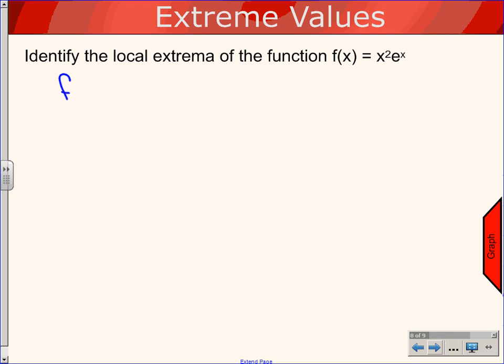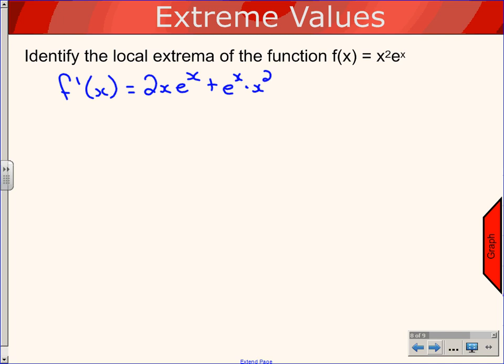So to find max and mins, what we do is we take our derivative, set it to 0, and solve. So the derivative of this, it's an exponential e to the x, but with a quadratic x squared. It's product rule, right? Something times something. Derivative of the first is 2x times the second function, which is e to the x, plus the derivative of the second function is still just e to the x times the first function, which is x squared.